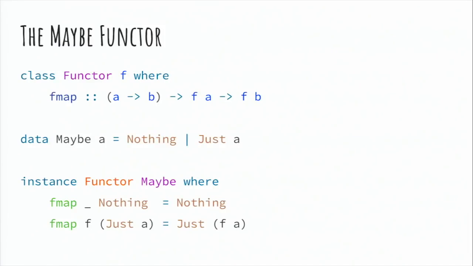And for Maybe, which is maybe a value, maybe nothing, if you try to map a Nothing, there's nothing to map, so we just say it's Nothing. If we try to map f over Just a, so we have a value and we have a function f, then we just apply f to that value and we get Just a value back. So this is a very simple definition. You can do lots of useful stuff with it.